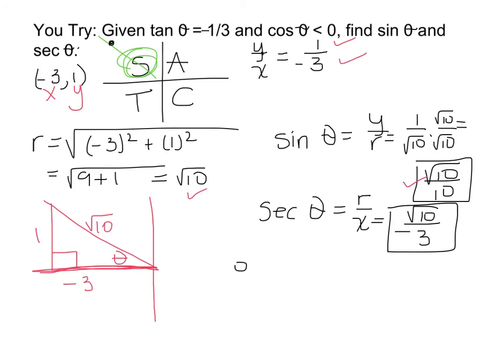So you don't have to memorize the ratios. You just have to know that sine is still opposite over hypotenuse, cosine is still adjacent over hypotenuse, and tangent is opposite over adjacent. And that concludes our lesson.